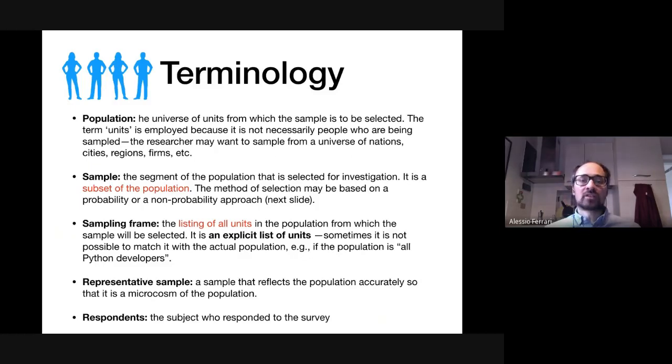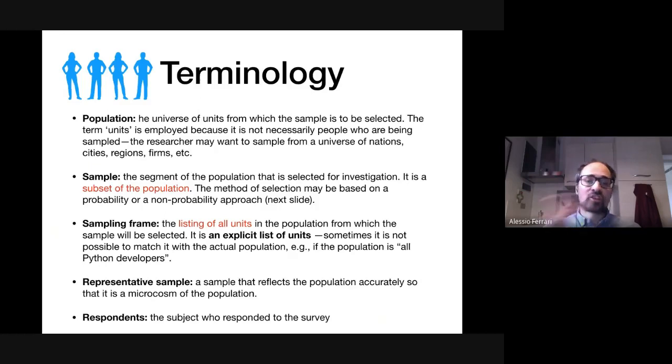Population is the universe of units from which the sample is to be selected. The term unit is employed because it is not necessarily people who are being sampled. The researcher may want to sample from a universe of nations, cities, regions, firms, etc. So unit of analysis, as you already mentioned, can be employees of the company, but can also be the companies in a certain area, or subjects that have a particular characteristic, like they are Python developers, or that you can focus on an entire nation.